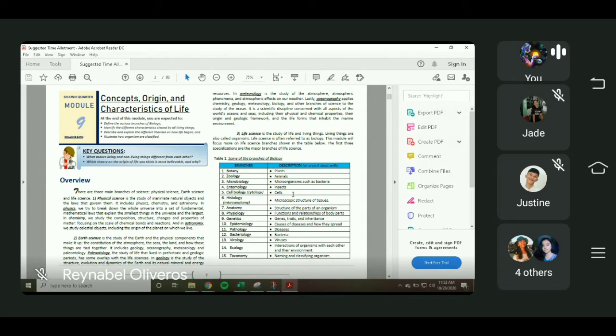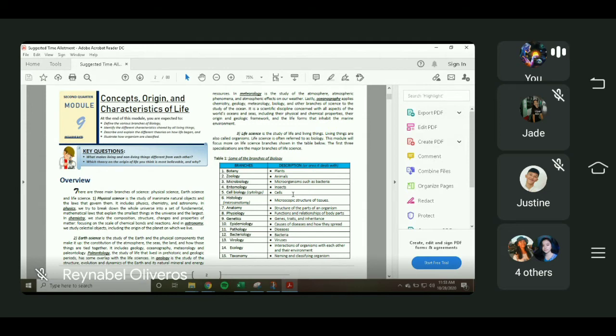The second one, sorry, is meteorology. Meteorology is the study of the atmosphere, atmospheric phenomena, atmospheric effects, and also the weather. We actually studied this already, about the weather, the meteorological processes, and meteorological hazards. So we have discussed it.